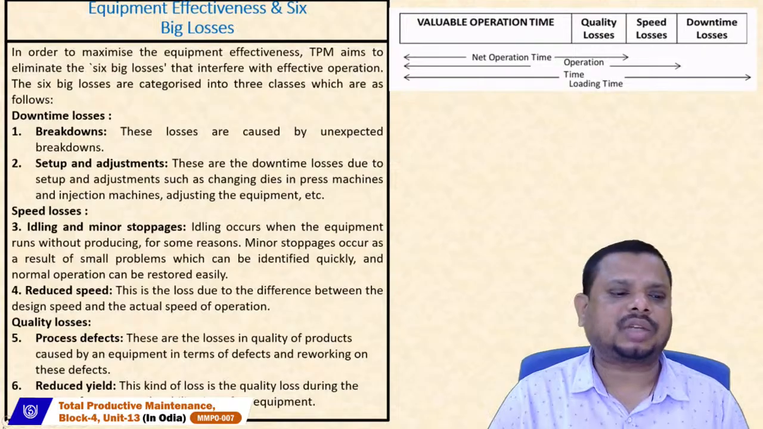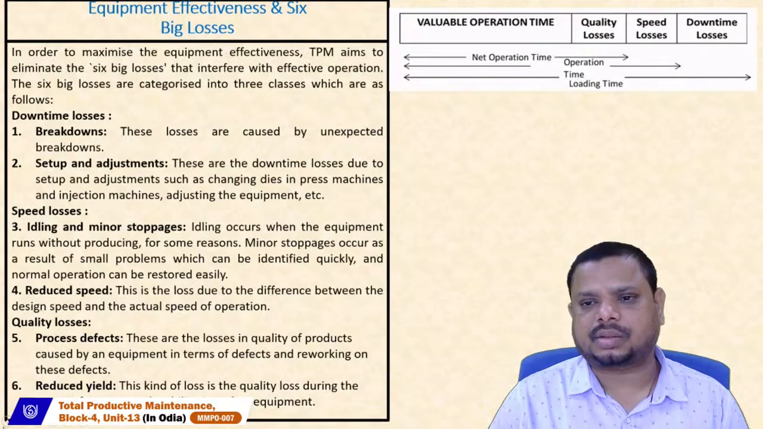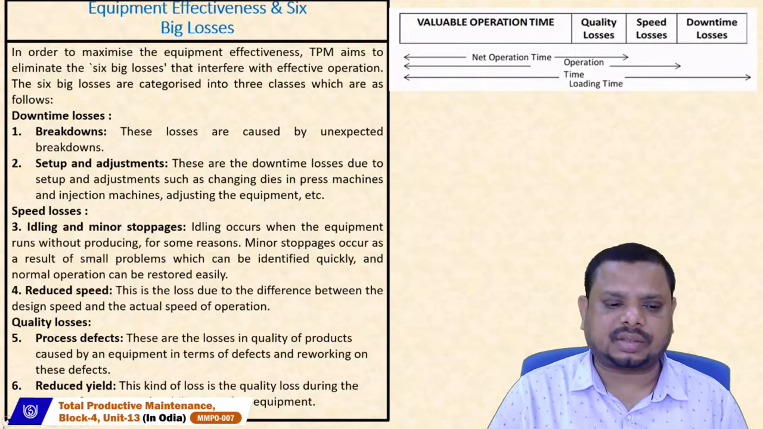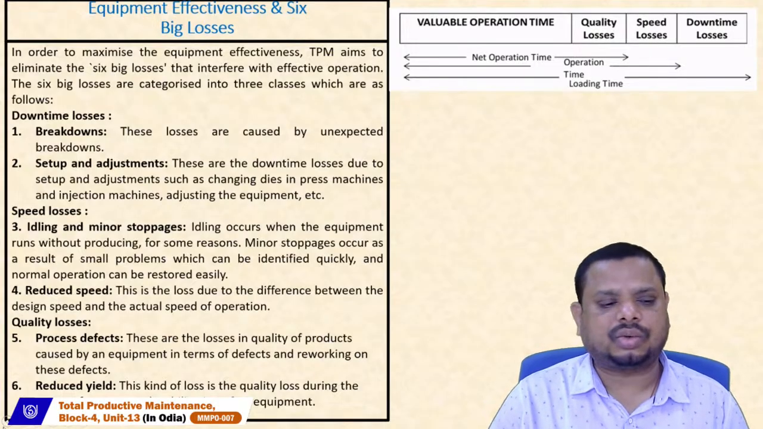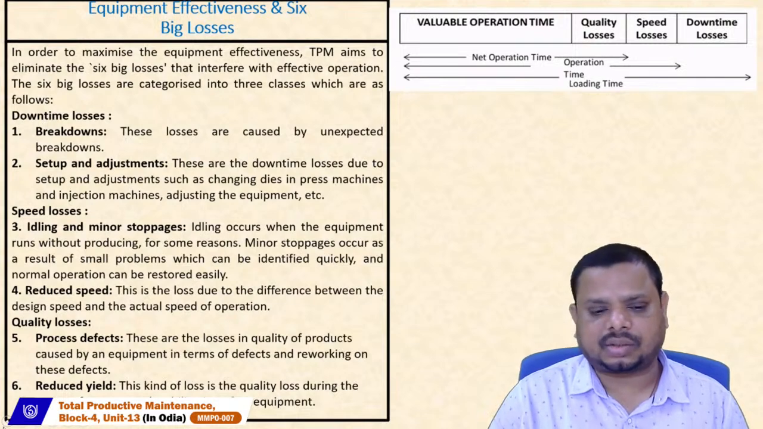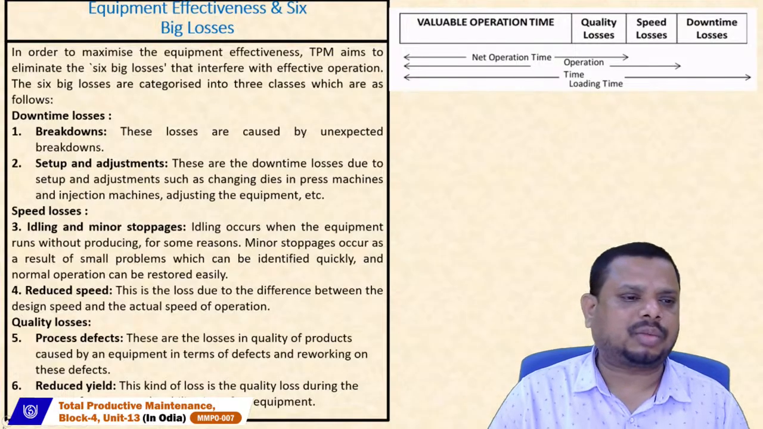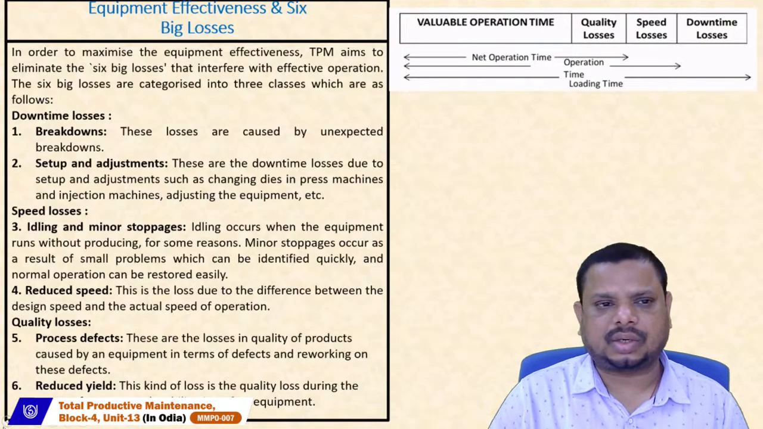The last one under quality losses is reduced yields. This kind of loss is the quality loss during the stage of startup and stabilization of equipment. During the starting or initiation of any machine, if the machine produces any losses, these losses go to reduced yield losses. When the machine is stabilized, that should be rectified. In most cases, these are considered the big six losses in total productive maintenance.